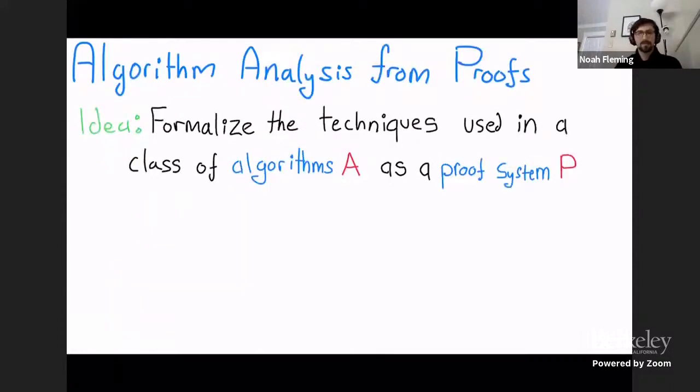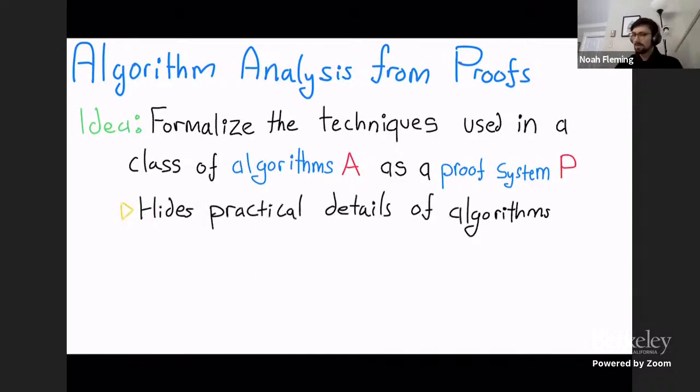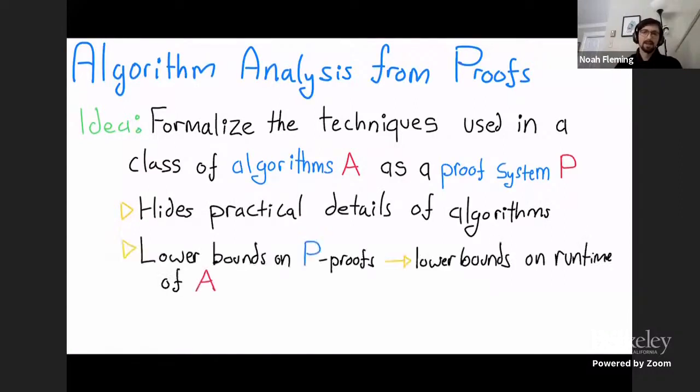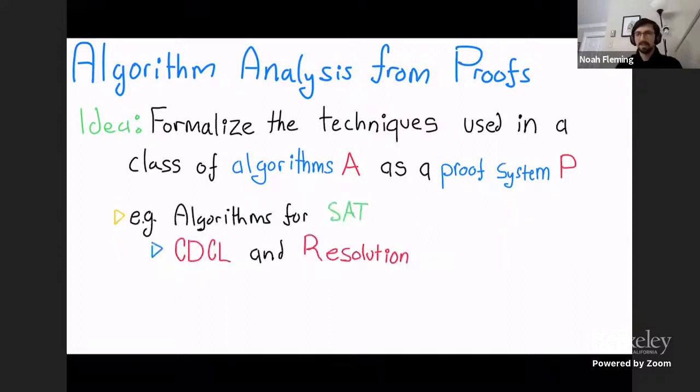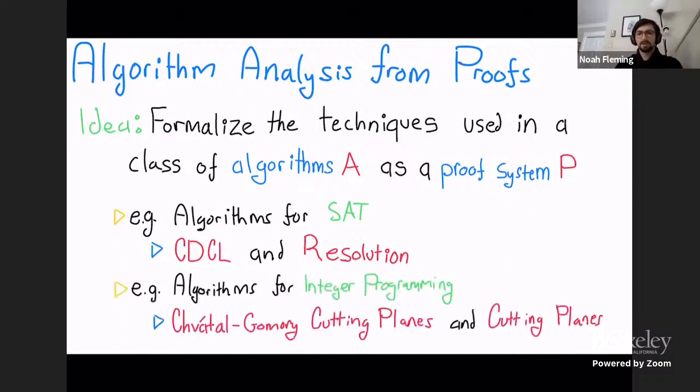All right, so algorithm analysis from proofs. The general idea is if you have a class of algorithms, you can formalize it as a proof system. And this allows you to hide the practical details of the algorithm. Then lower bounds on the proofs in this proof system imply lower bounds on the runtime of that class of algorithms. So you've all seen this for CDCL, which can be formalized as resolution. One you might not be as familiar with is in integer programming. You can formalize the Chvátal-Gomory cutting planes method as the cutting planes proof system. So we're going to be focusing more on integer programming.